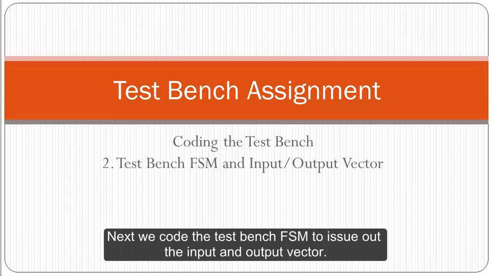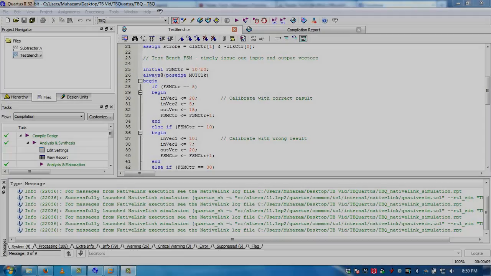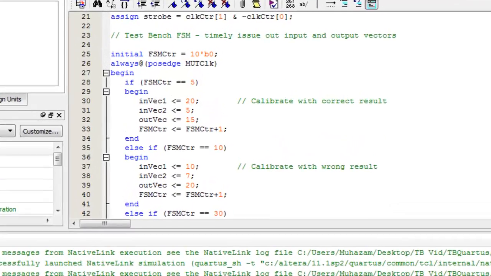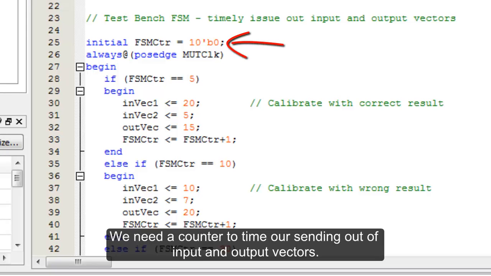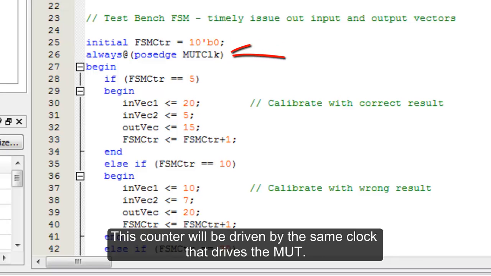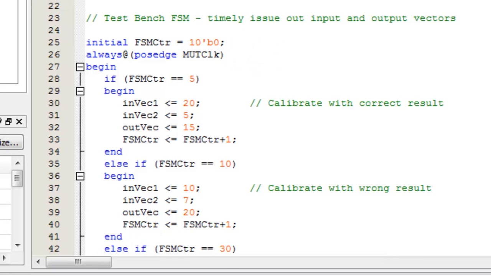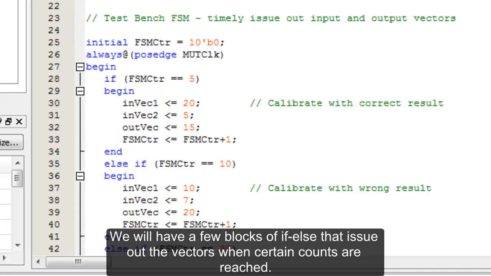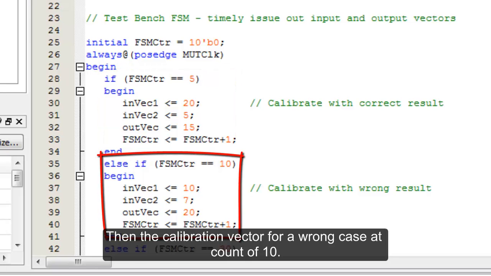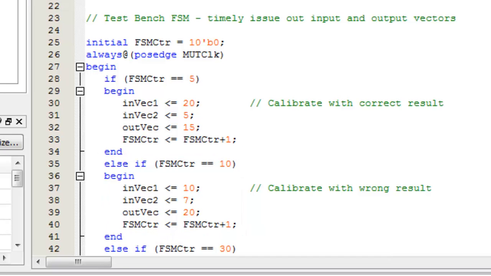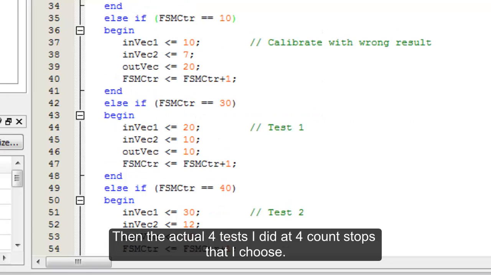Next, we code the test bench FSM to issue out the input and output vector. We need a counter to time out our sending out of input and output vectors. This counter will be driven by the same clock that drives the MUT. We will have a few blocks of if-else that issue out the vectors when certain counts are reached. In this case, I choose to issue the calibration vector for a correct case at count of 5, then the calibration vector for a wrong case at count of 10. Then the actual 4 tests I did at 4 count stops that I choose.